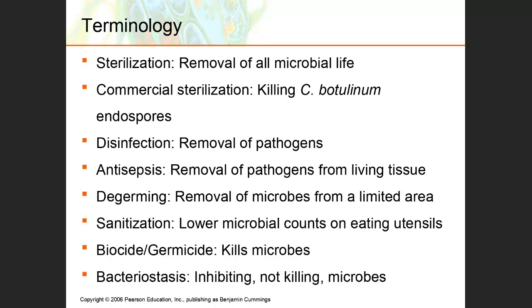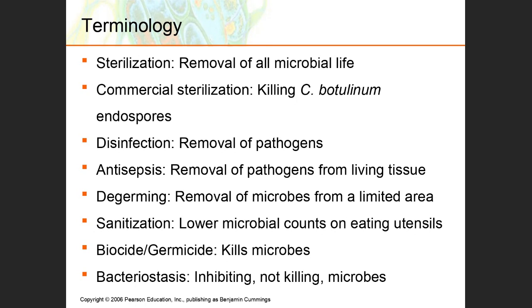When it comes to disinfection, we're talking about removing pathogens from objects and surfaces, so inanimate objects and surfaces. So the chemicals that we use for that are disinfectants. So the idea is we use those chemicals on inanimate objects and surfaces. Antisepsis is the removal of pathogens from living tissue. So those chemicals are called antiseptics, and they're specifically designed to be used on living tissue.